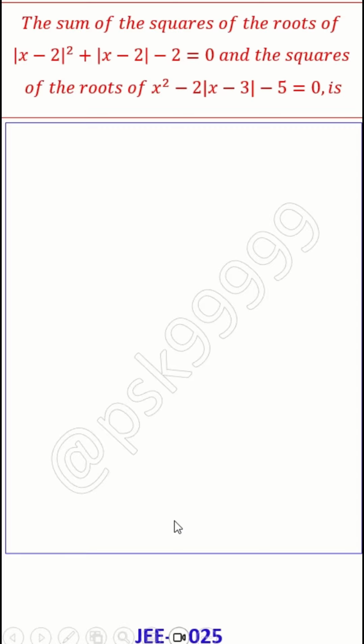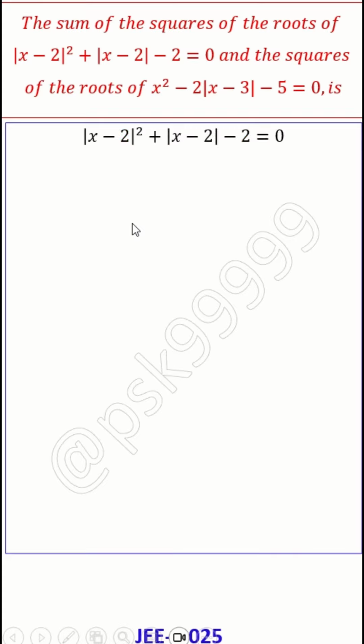The sum of the squares of the roots of (|x − 2|)² + |x − 2| − 2 = 0 and the squares of the roots of x² − 2|x − 3| − 5 = 0 is... Okay. Basically, you need to find the roots of these equations, square them and sum up. So that's the answer.